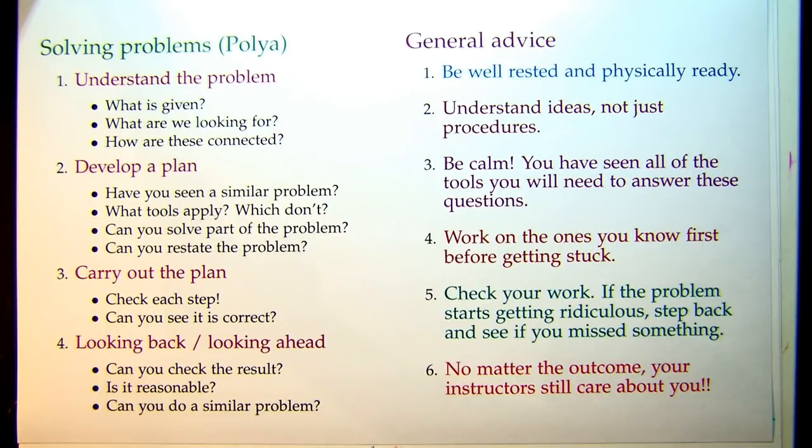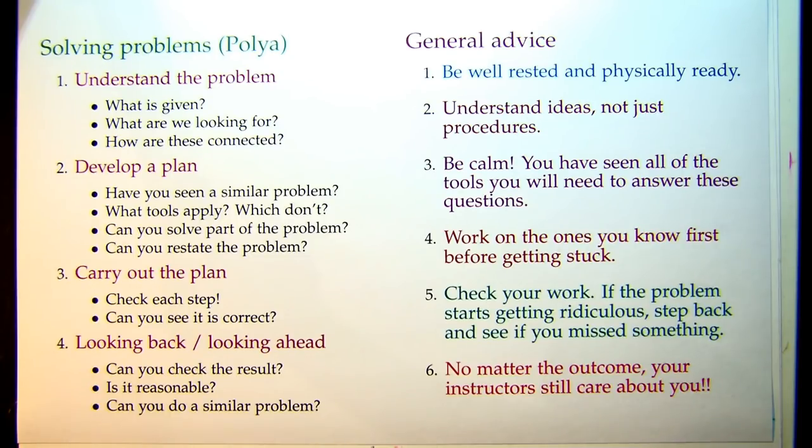Number 3, be calm. It's natural to be nervous. I'm not saying don't ever be nervous, because there is some pressure. The test is a significant part of your grade. However, don't go into panic mode. When you start panicking, you start doing crazy things, like thinking that the square root of a squared plus b squared is a plus b, which is never true. You should be relaxed. We've given you all the tools that you need to succeed. So breathe in, breathe out. You'll be fine. You have all the tools that you need.